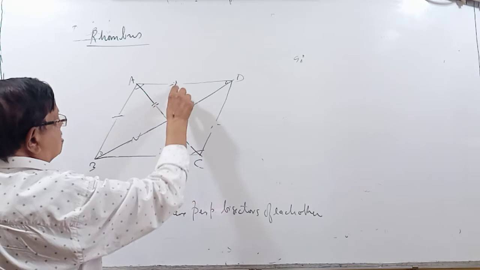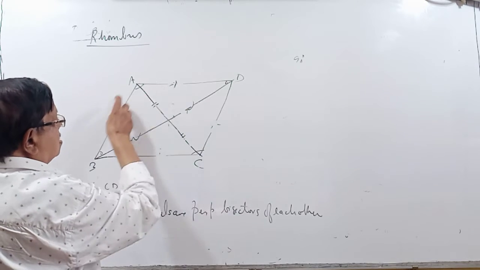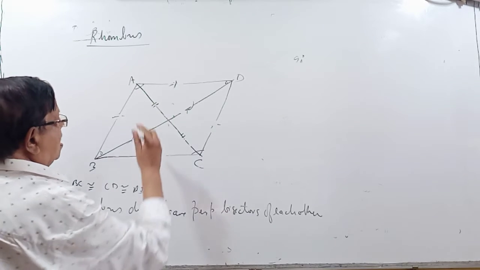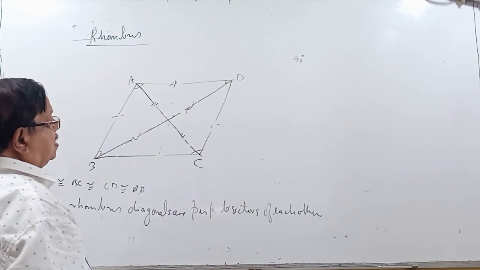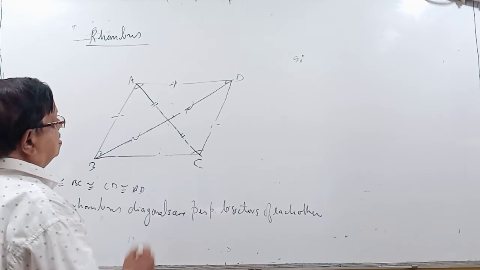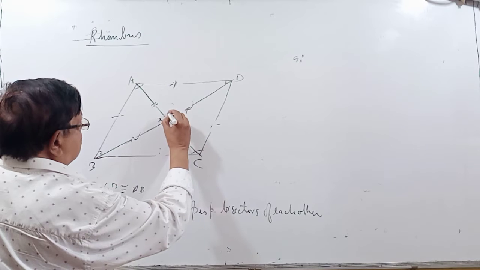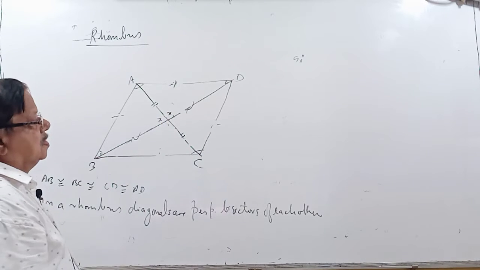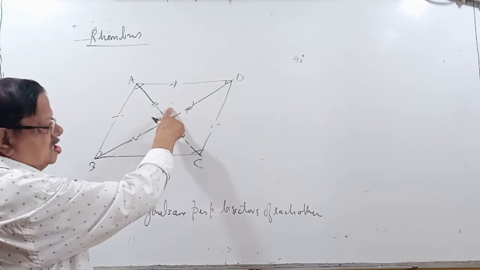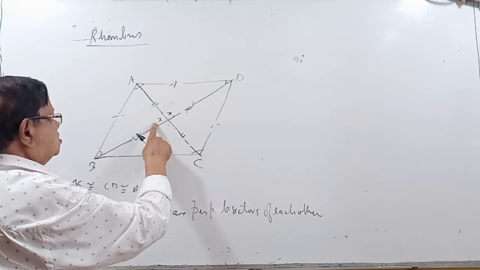This is congruent to this. All sides are congruent. And this is congruent to this. Diagonals bisect each other. And this is the common side. Therefore, these two triangles are congruent by the SSS test. Therefore, this angle is congruent to this angle, corresponding angles of congruent triangles. But x plus x equals 180 degrees, linear pair. Therefore, x is equal to 90 degrees.